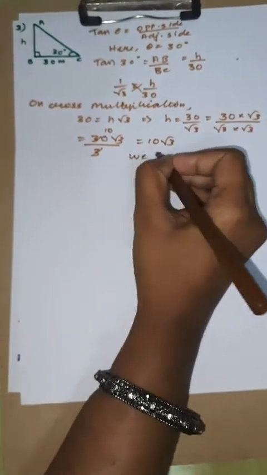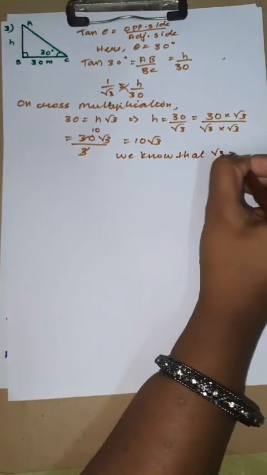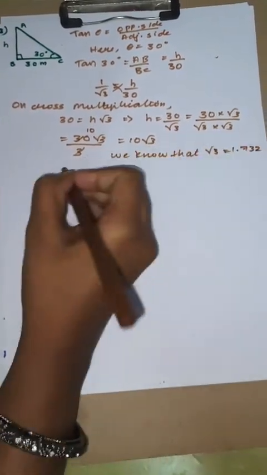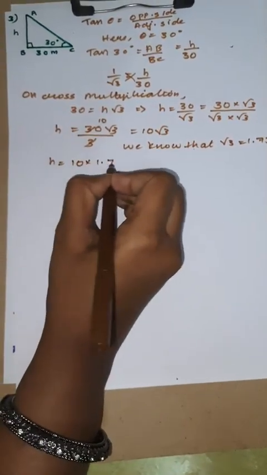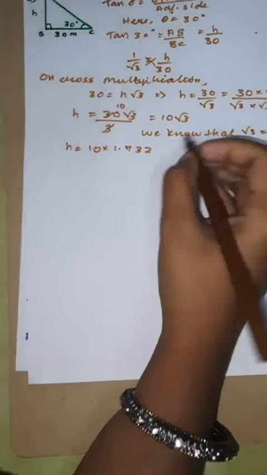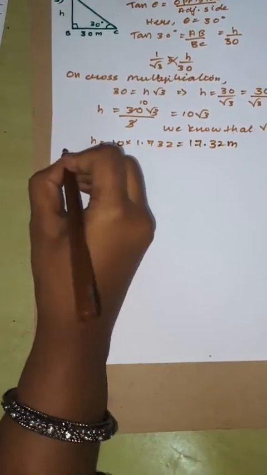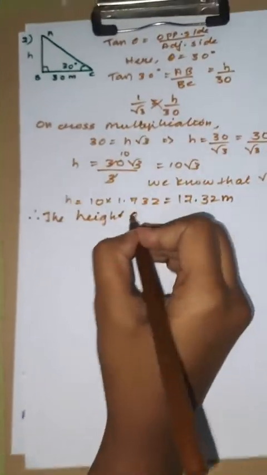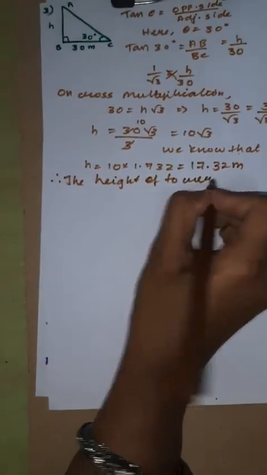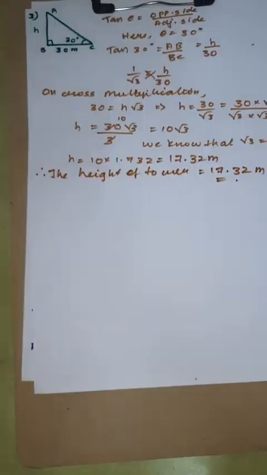And we know that root 3 is equal to 1.732. So you will be getting H to be 10 into 1.732. That is equal to 17.32 meters. Therefore, the height of the tower is equal to 17.32 meters. This is how you solve the third problem.